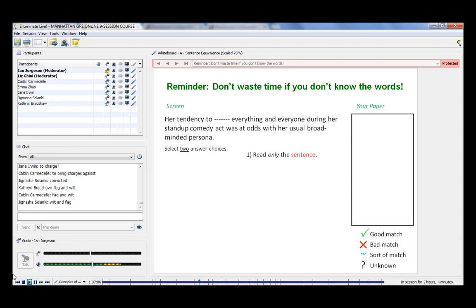All right, so reminder here, we're going to look at a pretty bad problem in a second, but before I show you guys the answer choices, let's go through the whole process. We're reading only the sentence. Her tendency to blank everything and everyone during her stand-up comedy was at odds with her usual broad-minded persona. Okay, target, clue, and pivot. You guys tell me.